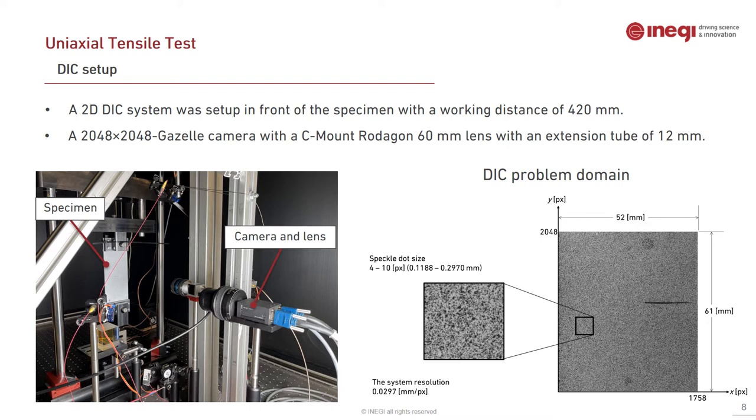This is the general view of the optical system, camera and lens of the DIC system, and the specimen mounted in the machine. And on the right side, you can see some information regarding the DIC problem domain, field of view, with the sensor size and the Cartesian condition. So a 4-megapixel camera with the C-mount Rodagon 60 millimeter lens with an extension of 12 millimeters was used here.